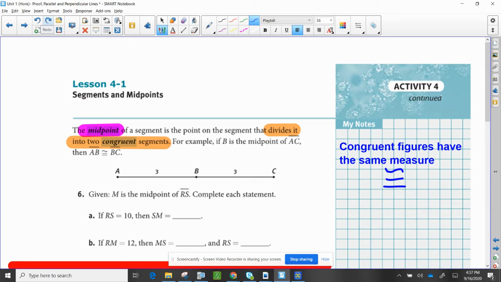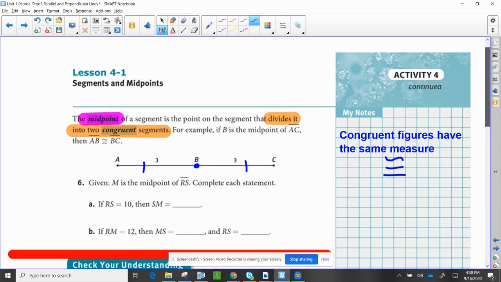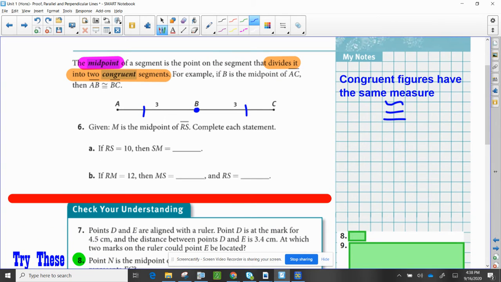So in this particular picture, we have a segment AC. If B is the midpoint, that means that this segment is equal to this segment. Okay, so AB is congruent to BC. All right, so let's do 6. It says M is the midpoint of RS. So again, let's make sure we're drawing some pictures here so we know what we're talking about. RS. And M, they're saying, is our midpoint.